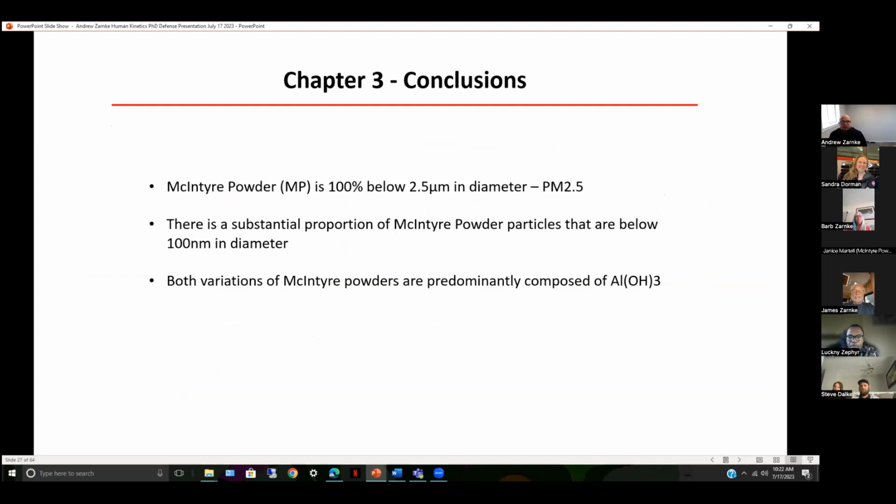So, chapter 3 conclusions. The McIntyre powder is 100% below 2.5 microns in diameter. So it is a PM 2.5. There is a substantial proportion of McIntyre powder particles that were below 100 nanometers. And both variations of McIntyre powder were predominantly aluminum hydroxide.